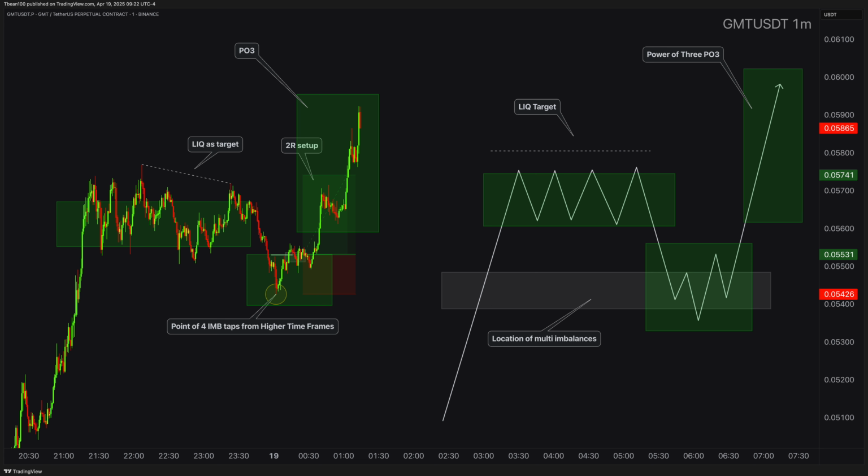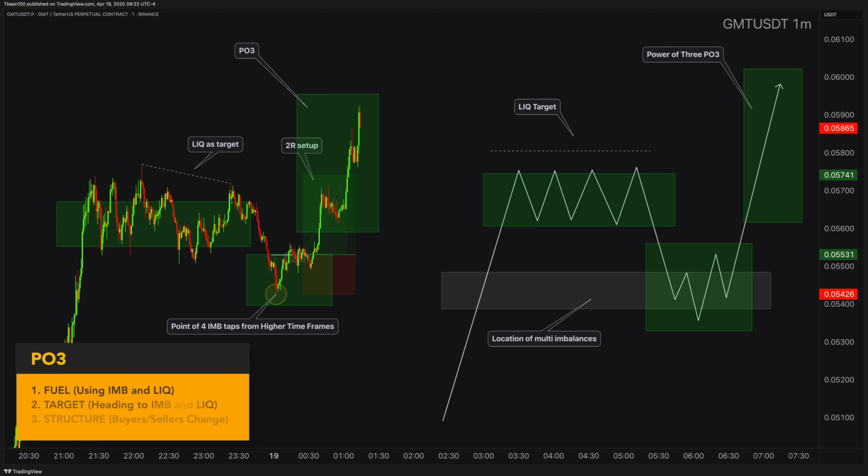What does the power of 3 actually consist of? 1. The fill. Price sweeps liquidity and possibly hits an imbalance area, fully filling it up. This is generally the first step. 2. Target. Target should be on the opposite side of the PO3. It should be either liquidity or imbalance or a combination of both. 3. The structure shift. Structure must shift before the trade, so the buyers and sellers change hands.